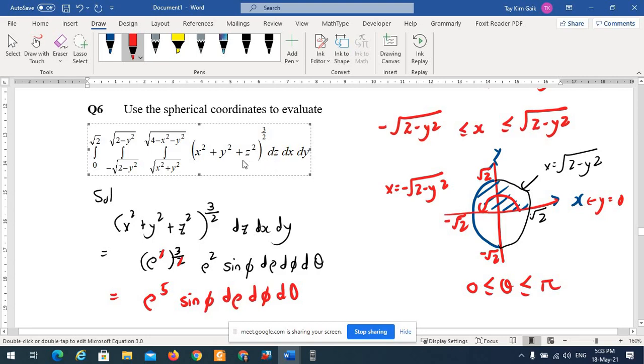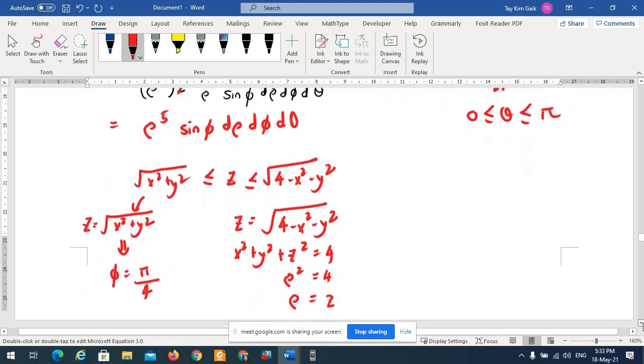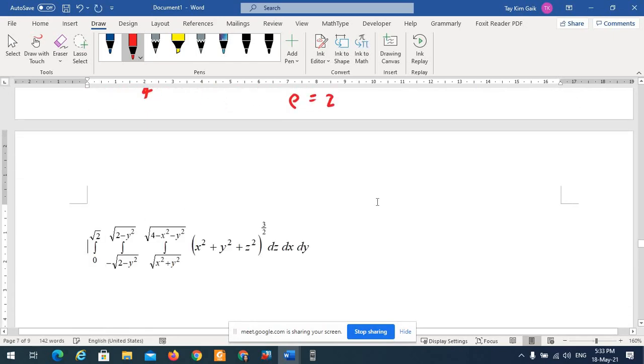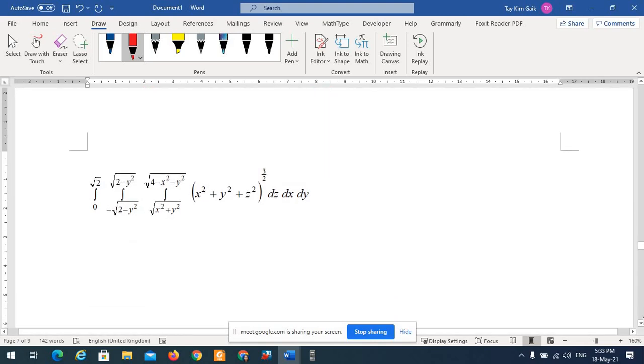If no, you just keep putting in the limits correspondingly and then integrate it. That's why theta is 0 to pi only, phi is 0 to pi over 4, and rho is 0 to 2.